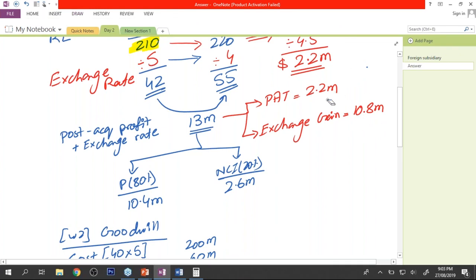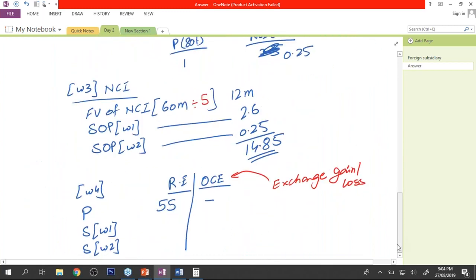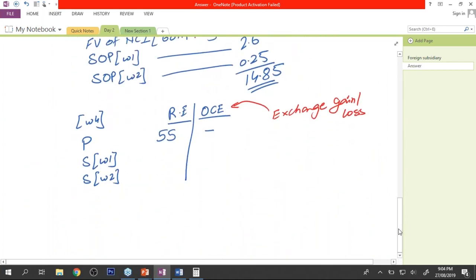Actually, this is the gain of 2.2 and 10.8 which we had calculated, and the parent will have a share of 80% in both of them. So 2.2 into 80% is 1.76 and 10.8 into 80% is 8.64. Thank you, Mohammed Saqib. So if I go down, I'm going to say that the realized profit was 1.76 and unrealized profit was 8.64.